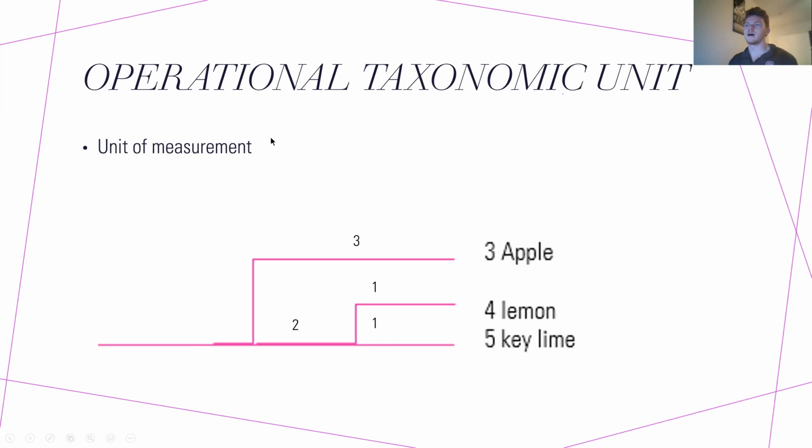Okay, next is the operational taxonomic unit, which are the OTU. So here for the fruit pies, we can see the OTU, which is the unit of measurement right here. So it's 3 OTUs for apple. That's the length of this branch. And it's going to be 2 OTUs before lemon and key lime split off. So that's going to be right there. And then 1 more OTU each for where lemon and key lime split.